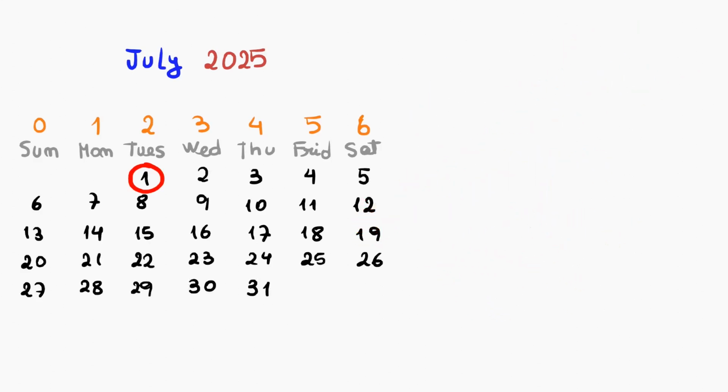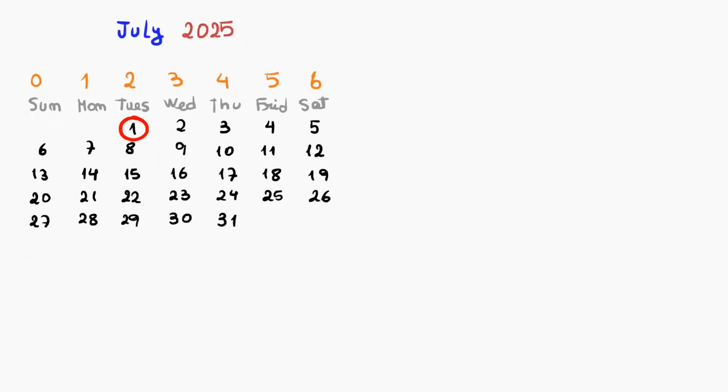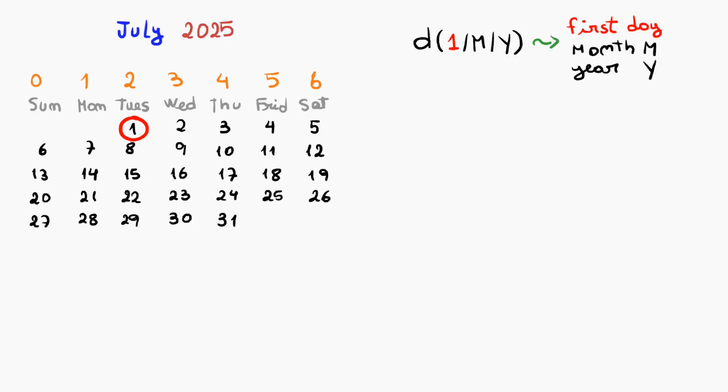We are now in a position to write our first mathematical formula that will bring us closer to our goal. Let the first day of the month, M, and the year, Y, be written in this way, which can take values between 0 and 6, corresponding to the days of the week between Sunday and Saturday.